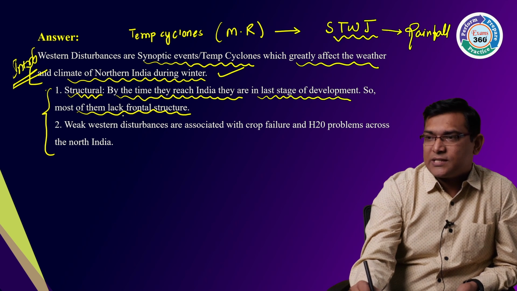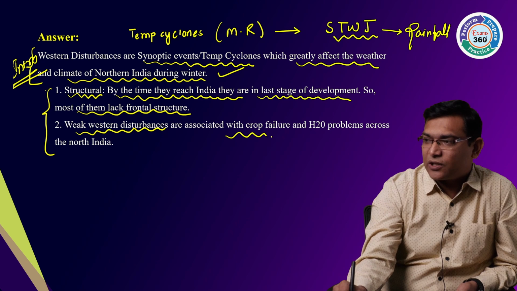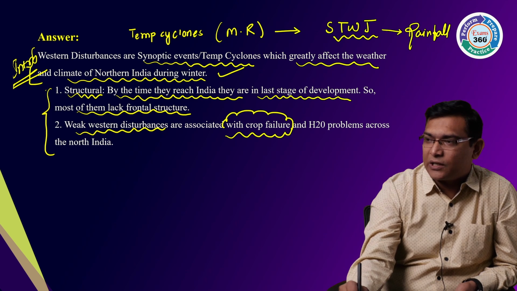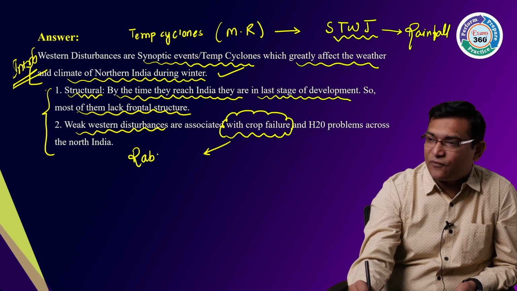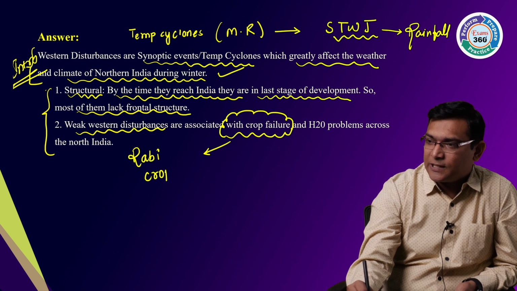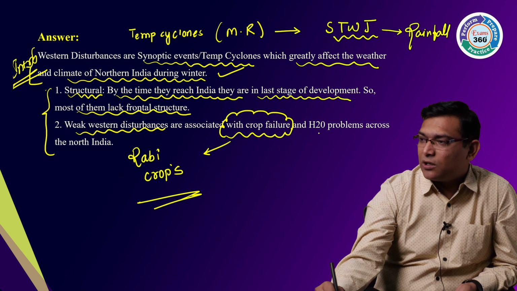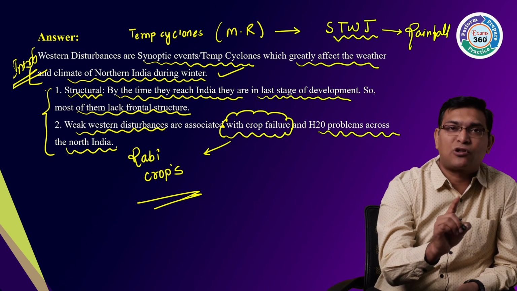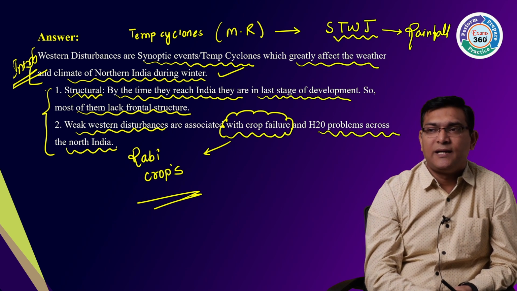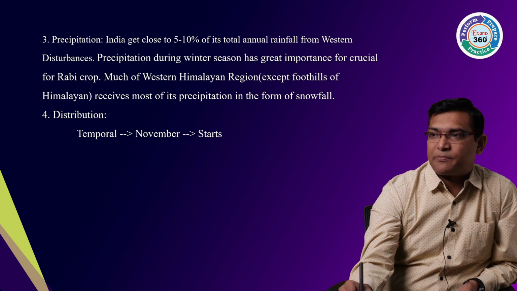Okay, so see the second point. Weak western disturbances are associated with crop failure. Why do I say crop failure? See, these western disturbances bring relief to rabi crops, right? And also it will solve the water problem across the northern India. So weak one. Third one is precipitation.